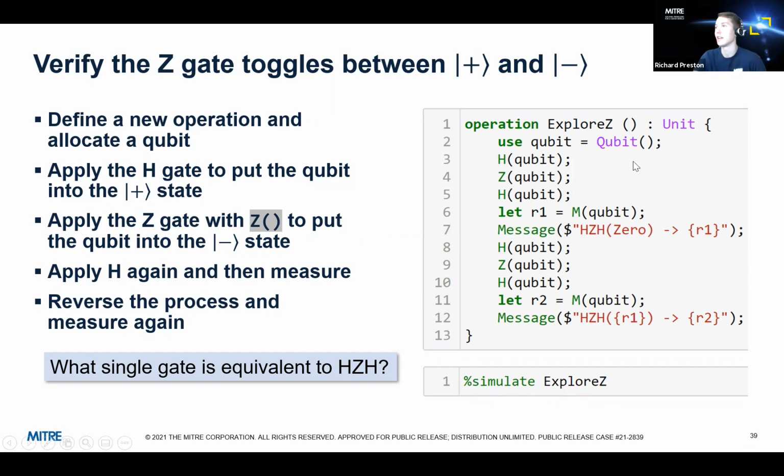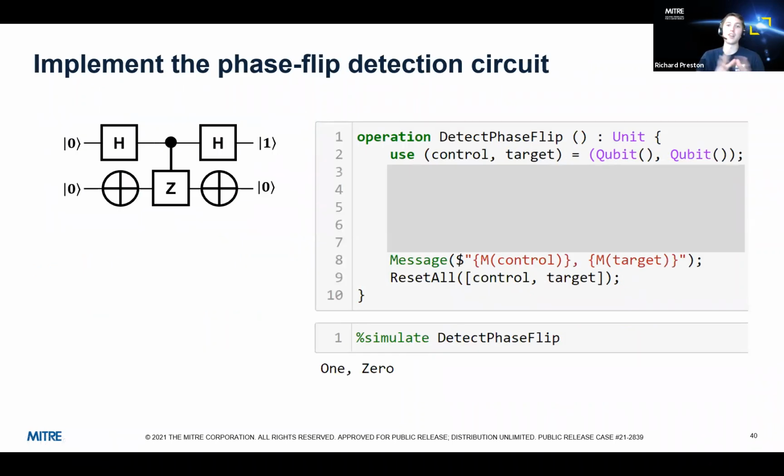So this is a pretty straightforward one because it's just kind of like the X example, but with HCH. This next one is going to be your first really challenging one. So I'm not going to tell you to code until you get the chance to try it. I'm just giving you the circuit diagram. This is the same circuit that we had in that example, this phase flip detection circuit, and see if you can write the code to do this.